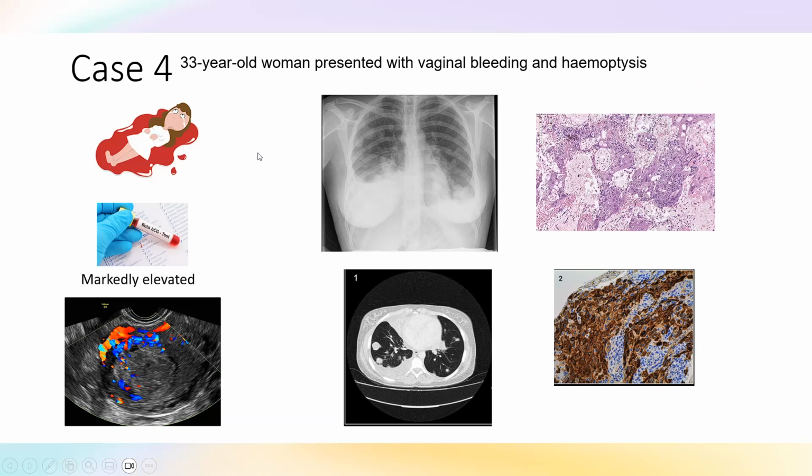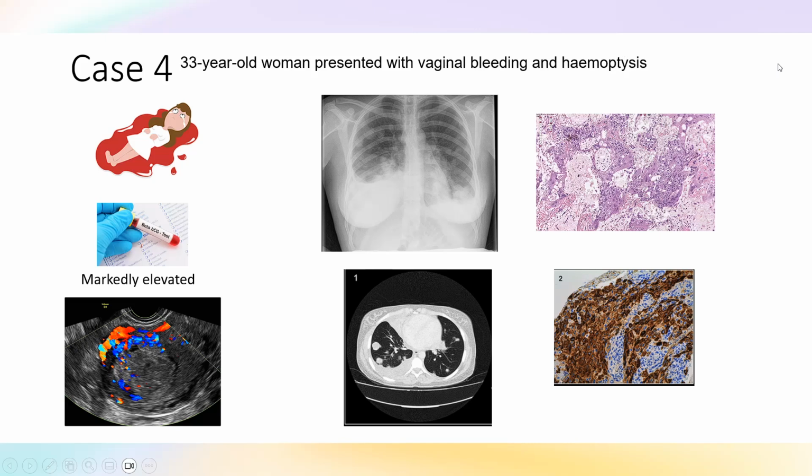So let's go to the next case. We have case 44. A 33-year-old woman presented with vaginal bleeding and hemoptysis. In other case scenarios, she might be presenting with vaginal bleeding and increased intracranial tension, or she might be complaining of just increased intracranial tension. In this case, she might go to you, her gynecologist, her obstetrician, or she might go to the chest physician.